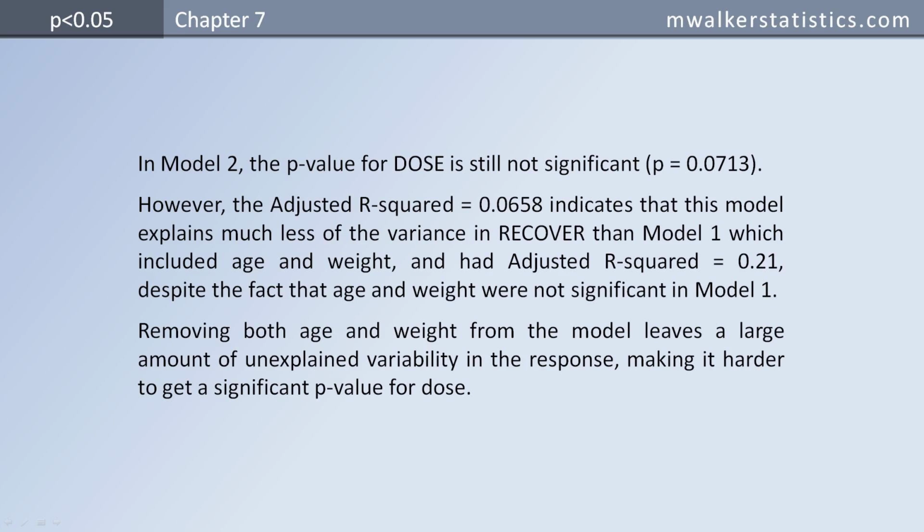P equals 0.0713. However, the adjusted R squared equals 0.0658, which indicates that this model explains much less of the variance in response than Model 1, which included age and weight and had adjusted R squared equals 0.21, despite the fact that age and weight were not significant in Model 1. Removing both age and weight from the model leaves a large amount of unexplained variability in the response, making it harder to get a significant p-value for dose.